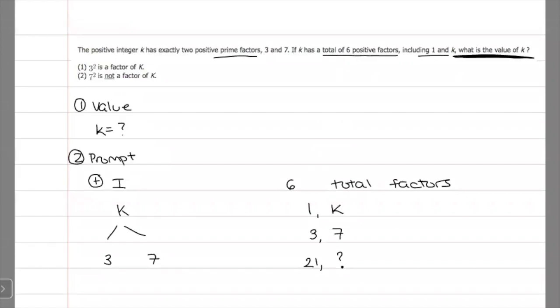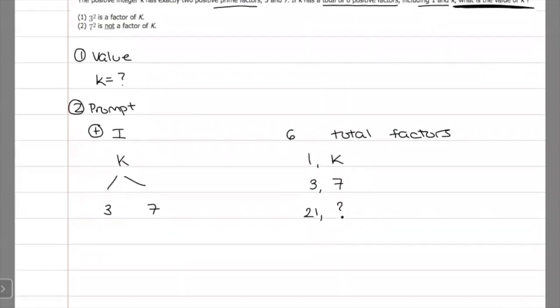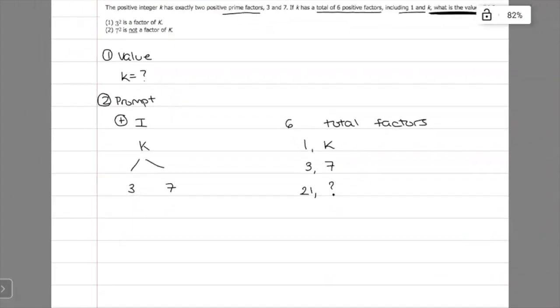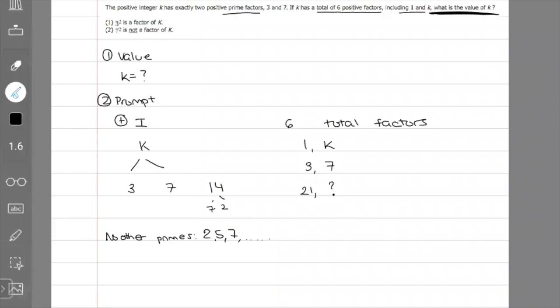So if we think about how it's possible to have one more factor, first of all, remember that we have no other prime factors. So no other primes, which means that we definitely don't have any 2s, any 5s, 7s, or anything else. And you also can't have any non-prime multiples of the ones that we already have. For example, we can't have 14, because 14 would be 7 times 2, and that would now add the prime factor 2, which would be contradicting what they tell us.